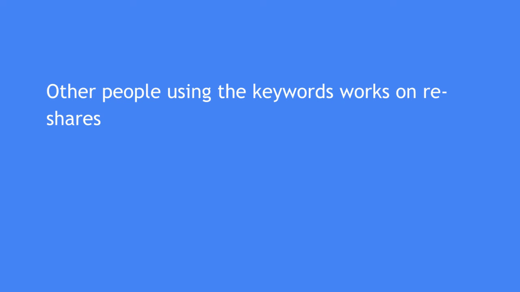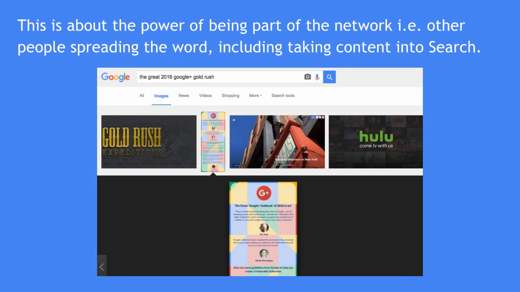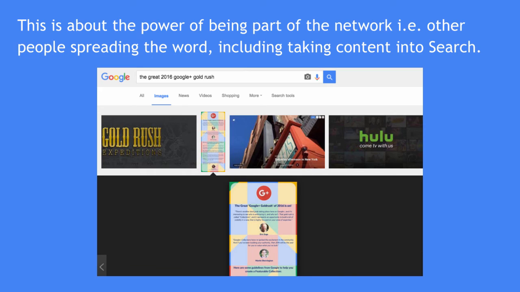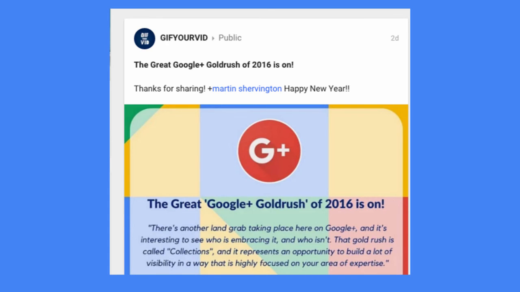Now, another aspect is other people using keywords works on reshares. What I mean by that is this. When somebody else has used the great 2016 Google Plus Gold Rush, which is what I used in an image, and I just shared the image, it surfaced in images on the first page. I didn't share that. They put that as a title, and GIF Your Vid took it into search, into image search. So this is about the power of being part of a network. In other words, other people spreading the word, taking your content into search. Again, hopefully you can see I'm starting to pull this together. It's all about the network, the appropriate content, formatting. You can get a double whammy possibly out of it or not, but the information must flow. Okay.